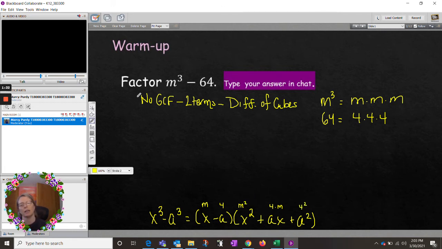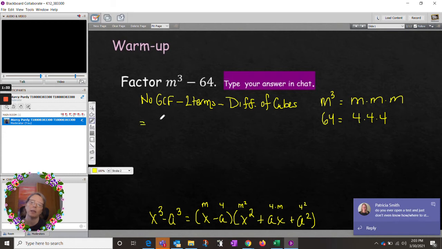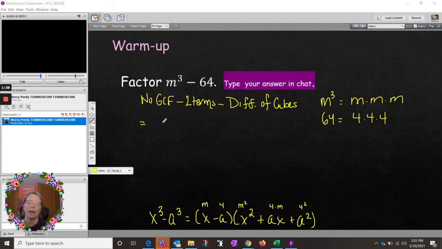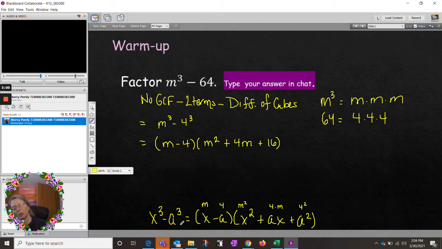So what it looks like is this when we factor it. And you can rewrite it as m to the third minus 4 to the third if you want to first, but that's not part of your answer. Your answer is m minus 4 times your x term squared, so m squared, plus 4 times m plus your 4 squared, which is 16. So that's your answer here.